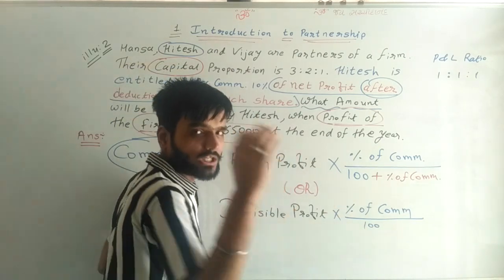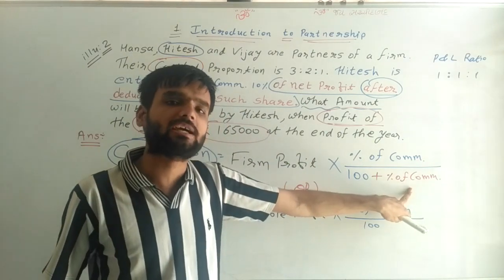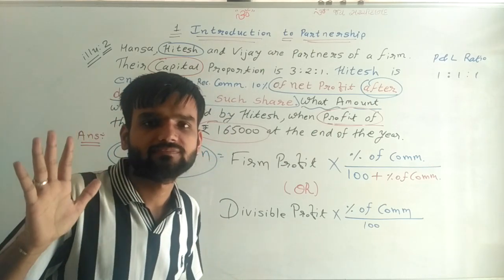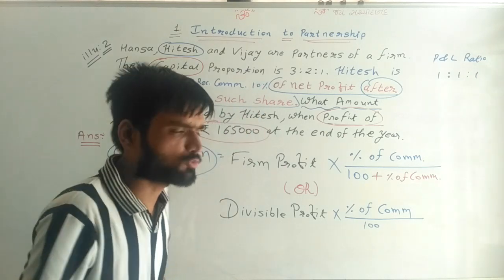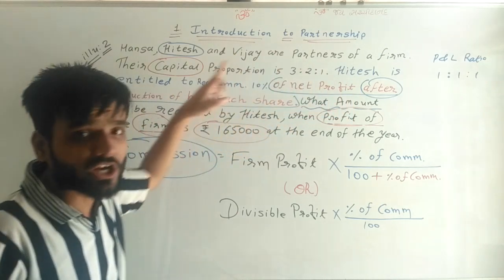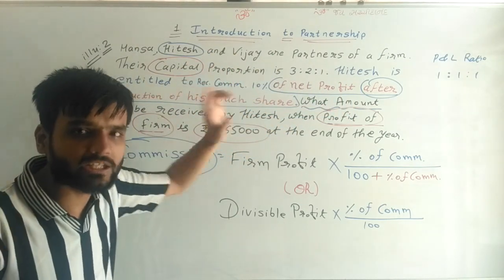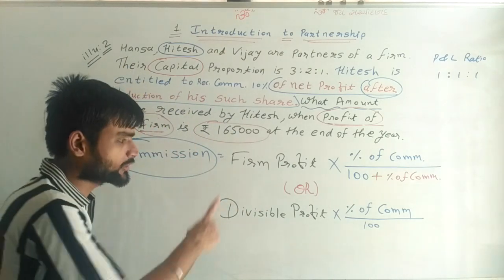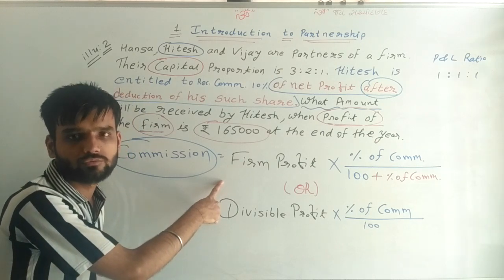In these two, the only difference is one thing. Here, plus percentage of commission is there. Here, plus percentage of commission is not there. Only this is the difference. Now, whenever the statement "after deduction of such share" is given in your question, at that time you can use any one formula from these two.